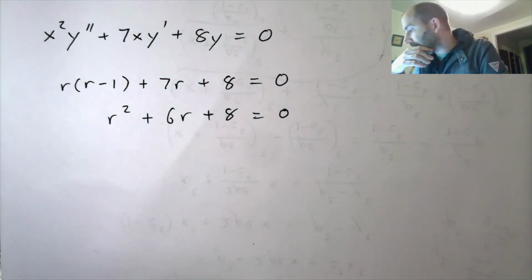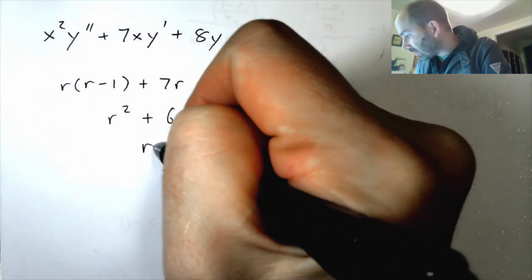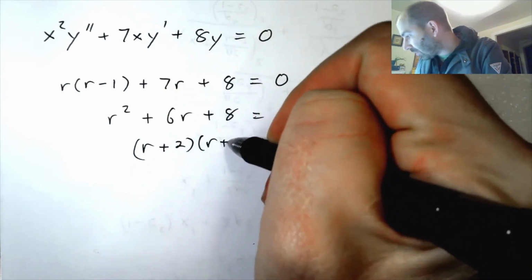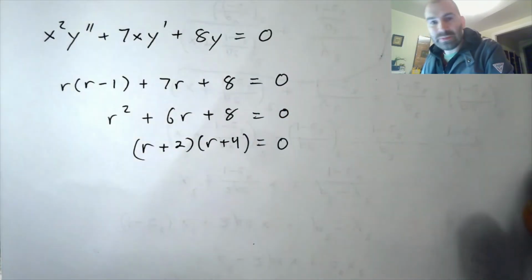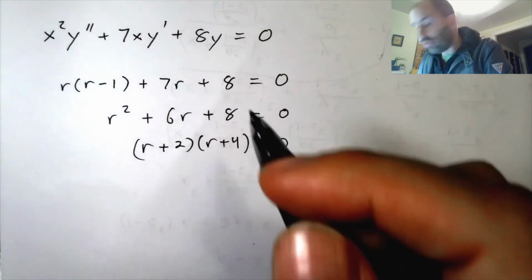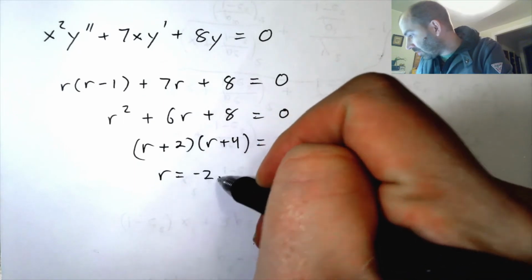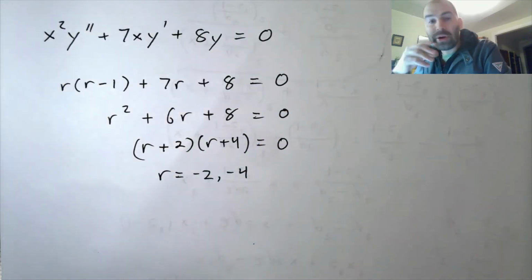Let's see. I think that's factorable. That's pretty nice for us. This is r plus 2 times r plus 4 equals 0. So I see I have two real roots, right? R equals -2 and -4.